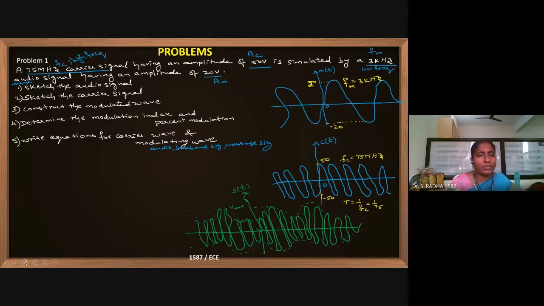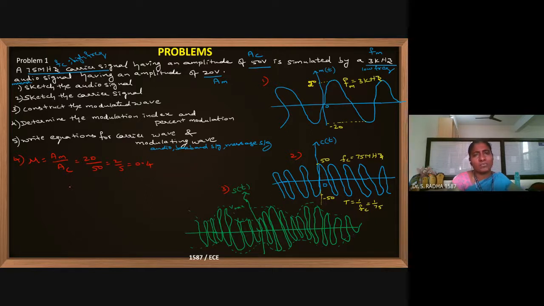Now I am going to the fourth question: determine the modulation index. The modulation index is mu, and it is AM divided by AC. AM value is given as 20 and AC value is given as 50. So 2 by 5, it is 0.4, the modulation index.